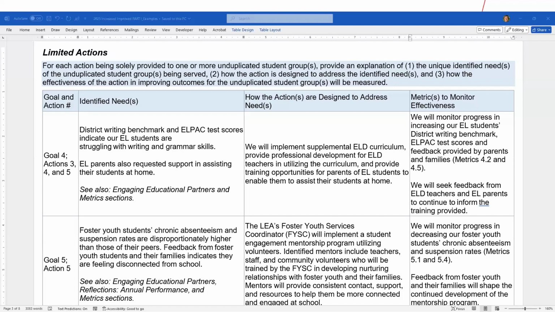The teachers are going to teach the ELD curriculum. They're going to get training in it. And training opportunities will be offered to EL parents, as you can see, right? You don't need to explain why only EL students are getting it. It's very linear. And then there is a metrics to monitor effectiveness column for limited actions.